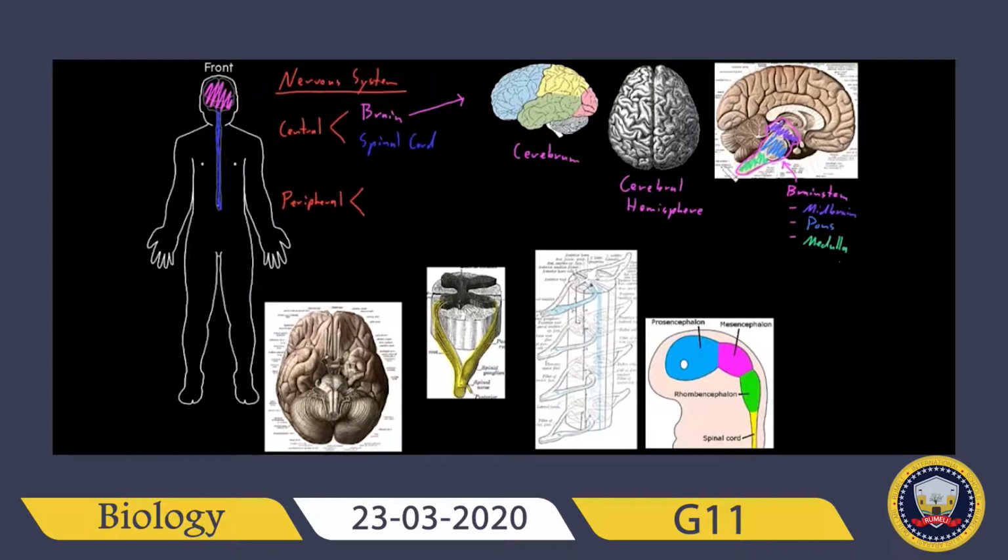And then the last part, but not the least part, of the brain is this big part in the back that's behind the brain stem and connected to the brain stem. And this we call the cerebellum.